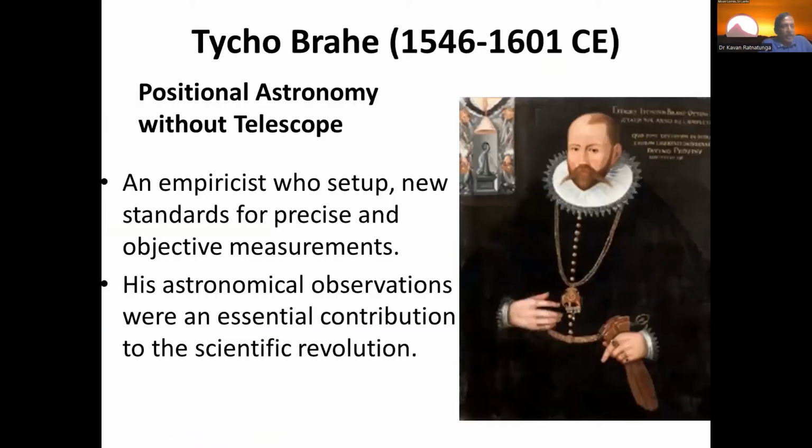Tycho Brahe was a positional astronomer. He didn't have a telescope, but he started very accurate measurements using instruments which measure angles precisely. His observations were an essential contribution to the scientific revolution of the time.